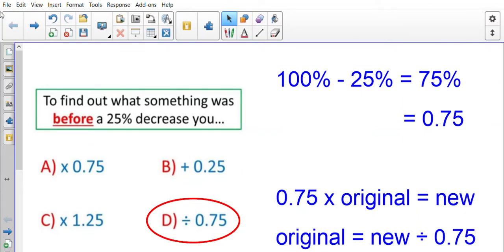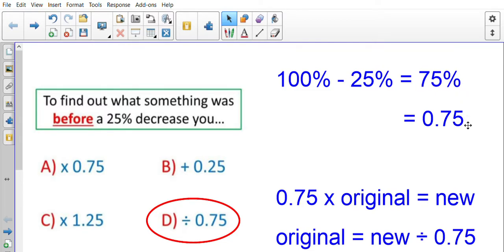So this video is about feedback from the reverse percentages diagnostic. Starting with this question, to find out what something was before a 25% decrease. Now this word before means you're trying to get back to the original amount. The 25% decrease means you are now left with 75%.